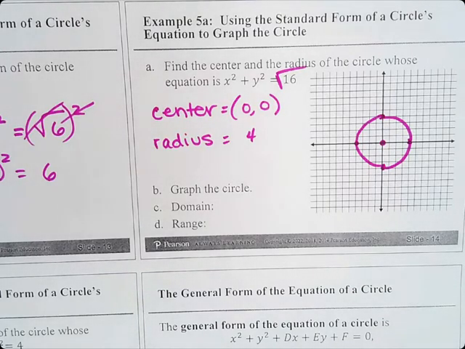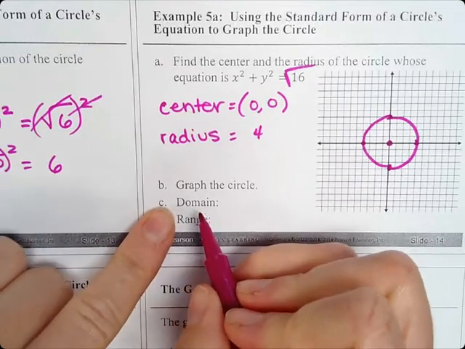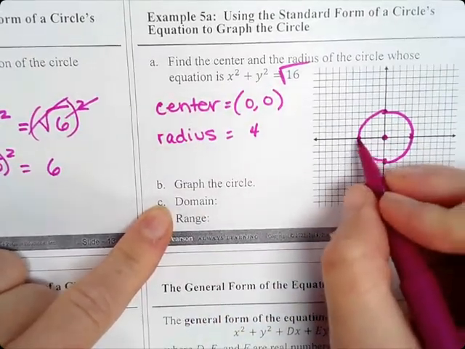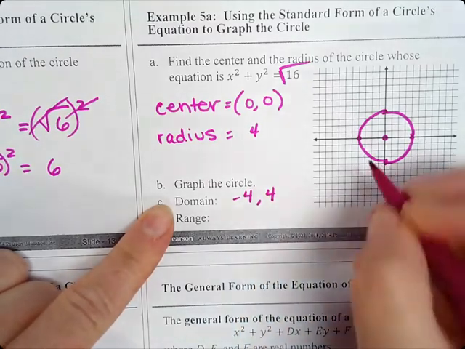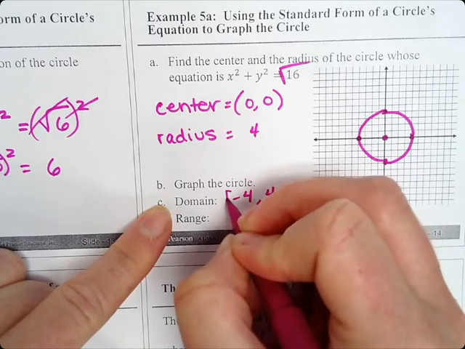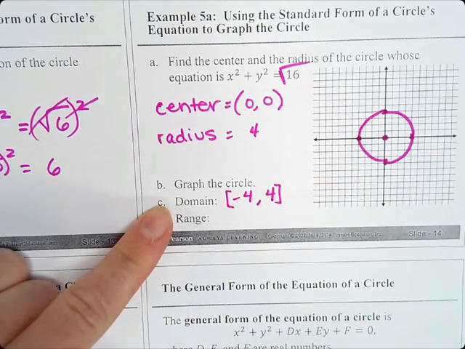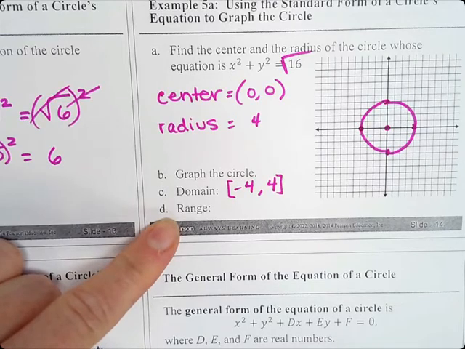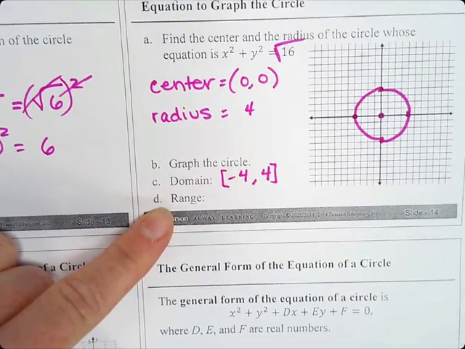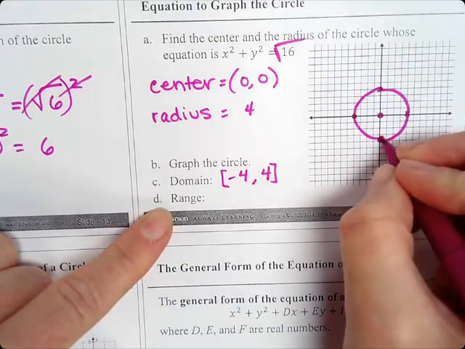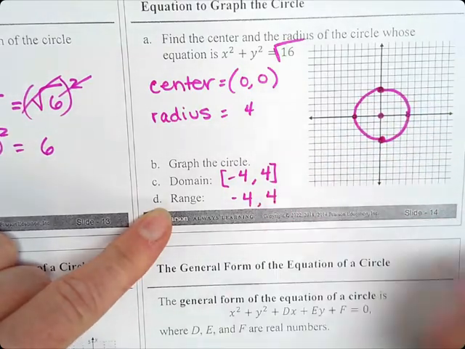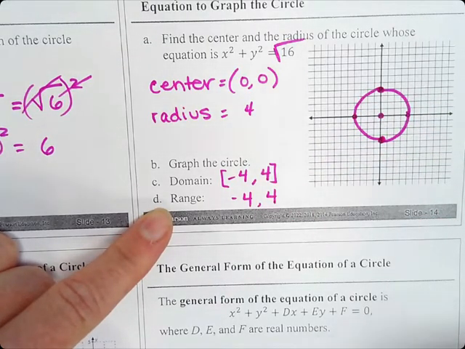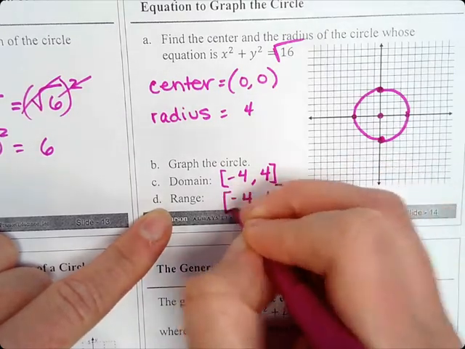So then let's look at our domain. We're going to write our domain and range in interval form. So domain is how far left, how far right. So this would be -4 to +4. And since it actually touches it, we're going to put brackets around it for our domain. Then our range, we go all the way down to -4, and it goes up to +4. And those points are included in the circle, so we're going to put a bracket around it.